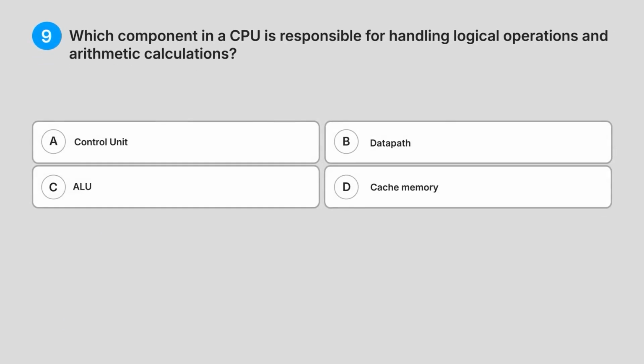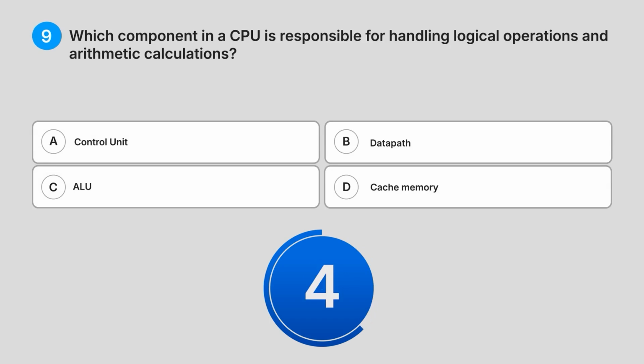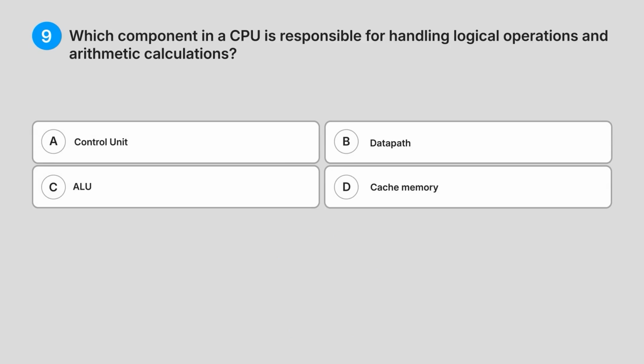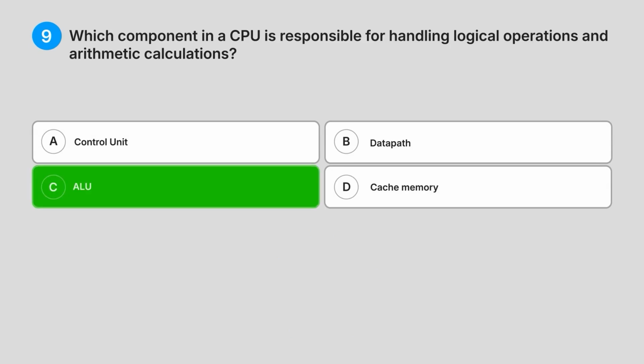9. Which component in a CPU is responsible for handling logical operations and arithmetic calculations? A. Control unit. B. Data path. C. ALU. D. Cache memory. Can you guess the answer? Correct answer, C. ALU.